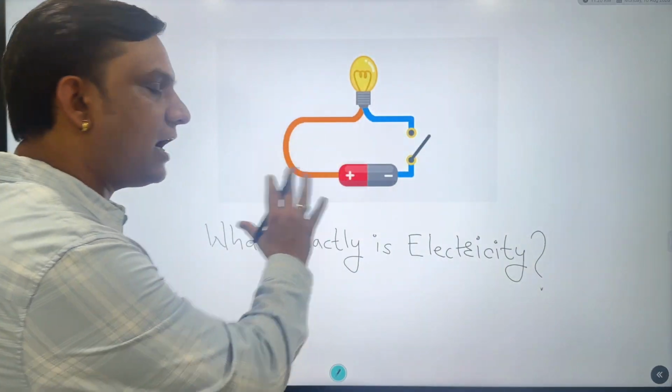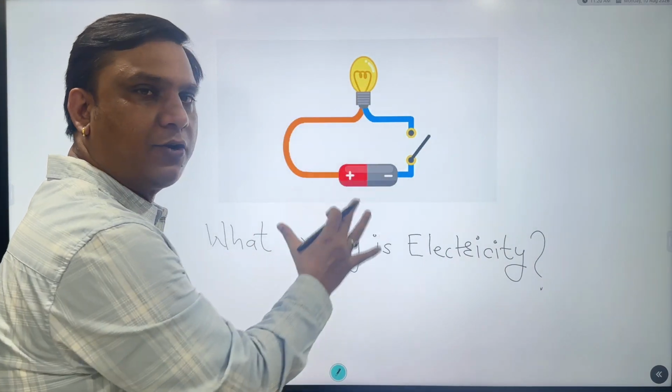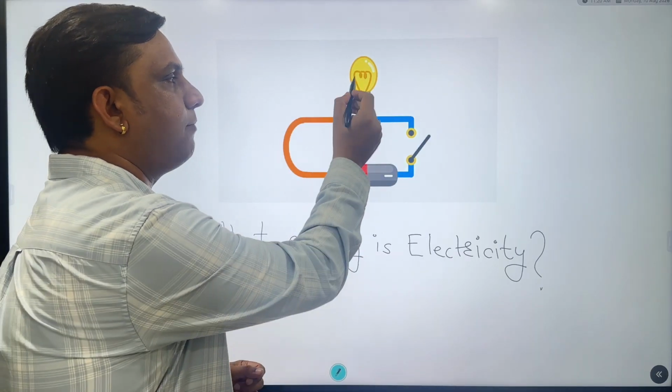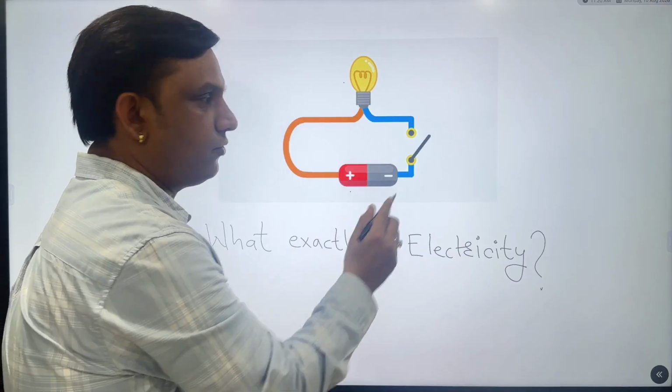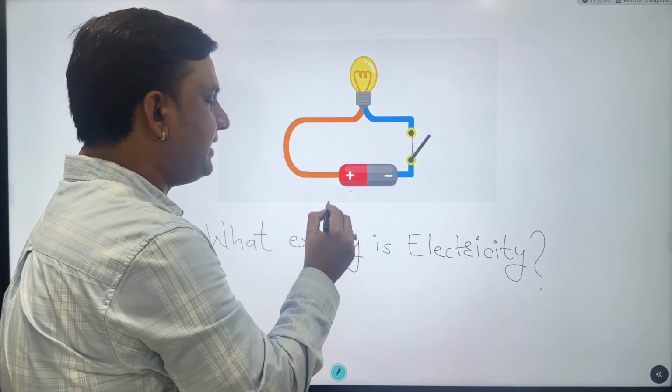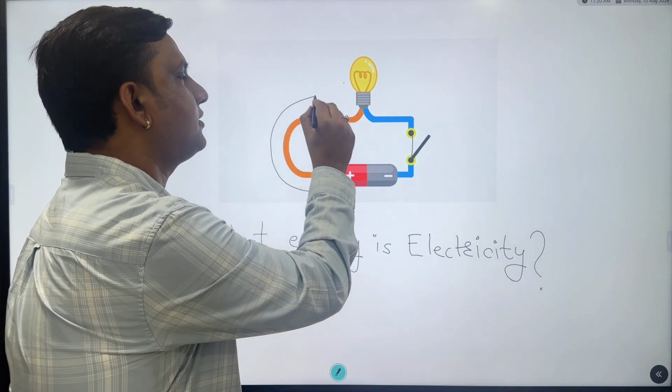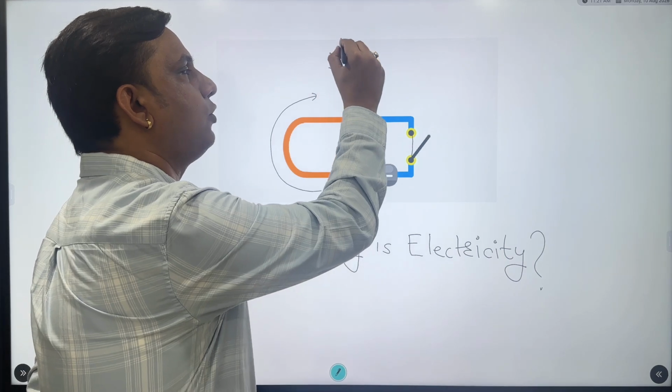So, to start with, I have a simple circuit over here with a bulb and a battery. A switch is not yet closed. When I close the switch, we say the current flows through this circuit and the bulb glows.